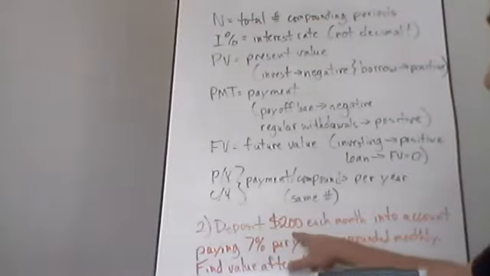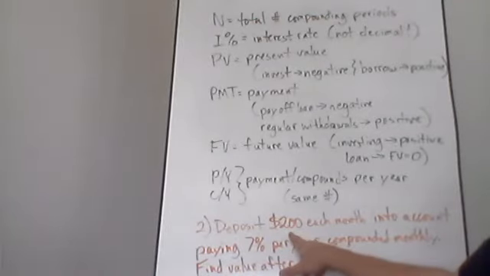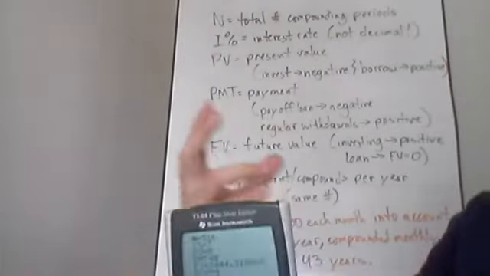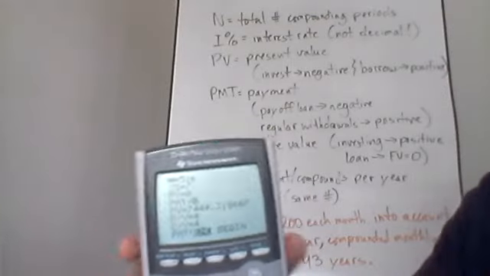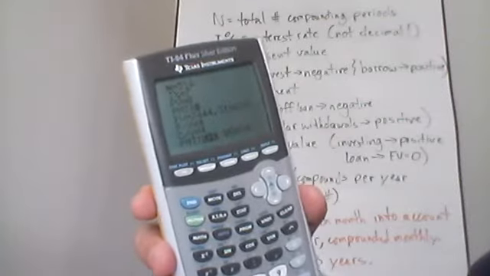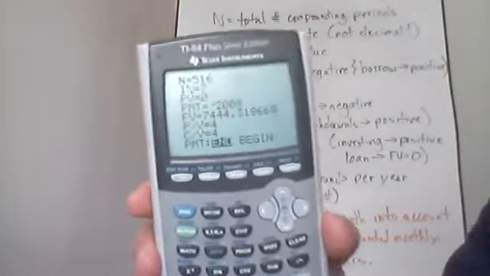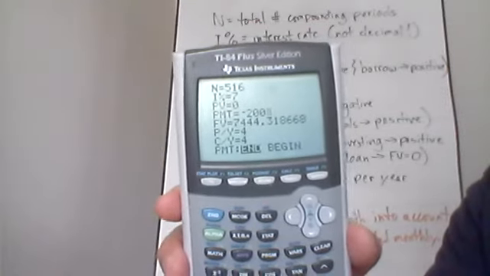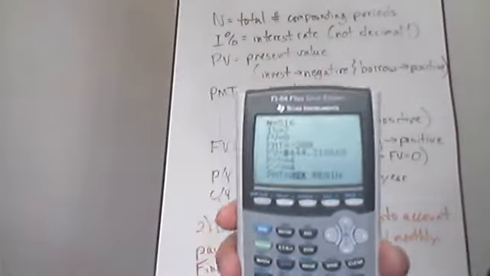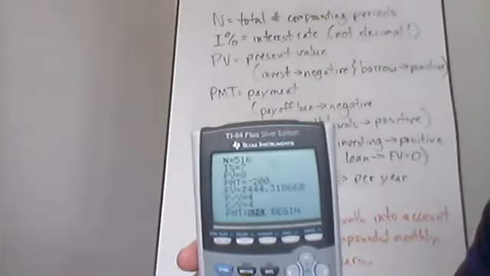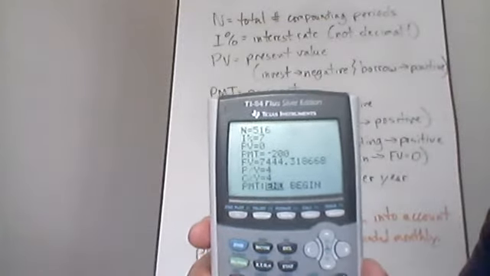The payment this time is the 200, right? And since we're paying the $200 each month, that money's going away from us, so I enter that as a negative 200. Right, so my payment this time is going to be negative $200. That's how much I'm paying into this account each month. All right, my future value, once again, that's what I'm trying to solve for.